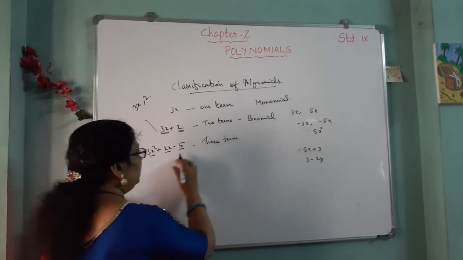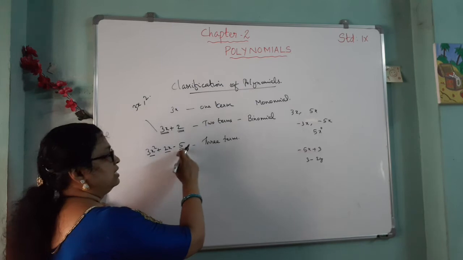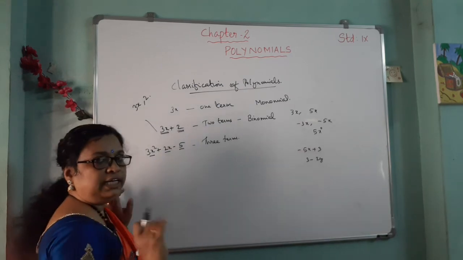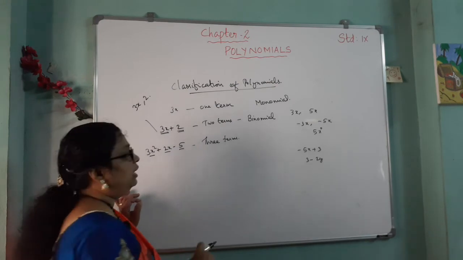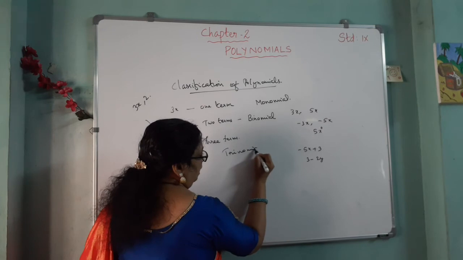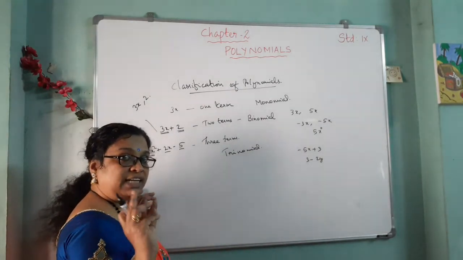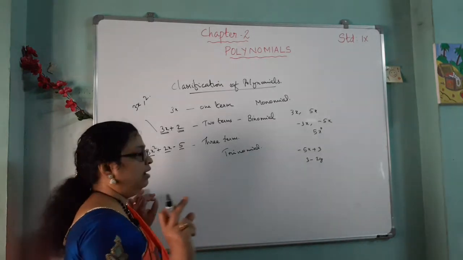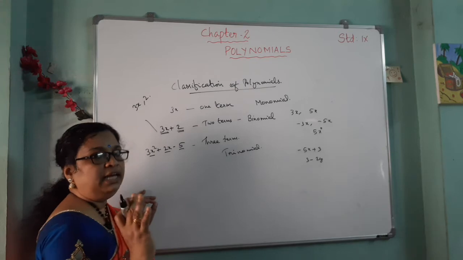And this has 3 terms, that is one term 3x square, then another 2x, then minus 5. So 3 terms are there. A polynomial with only 3 terms is called a trinomial. Tri, we know that triangle is a polygon with 3 sides, so we call it triangle. That way trinomial means 3 terms are there.